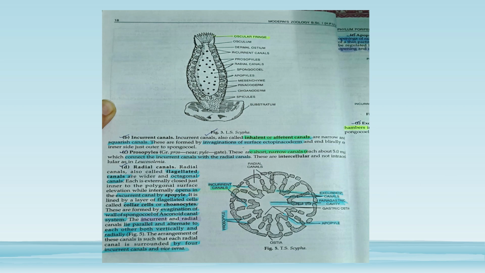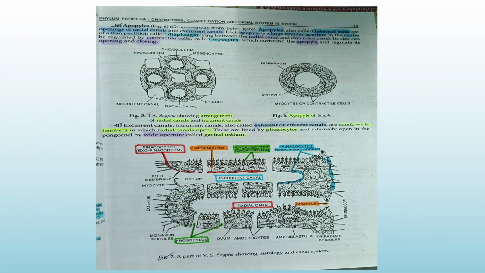Now, let's move to the next topic. Apopyles. Apo means away, pyle means gate. So the gate which takes things away is called apopyle. Also called internal ostia, they are the opening of the radial canal into the excurrent canals.